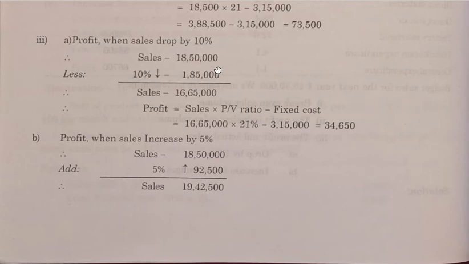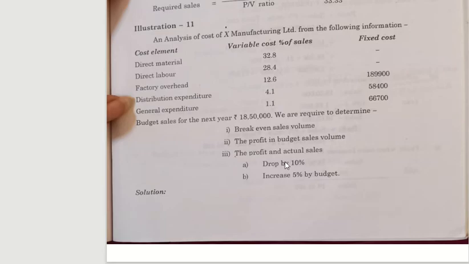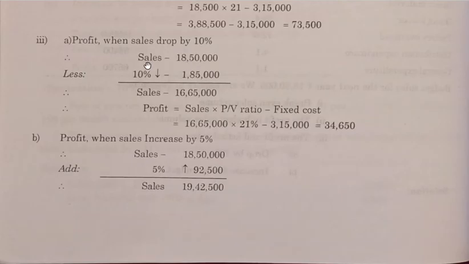73,500. So next they are telling us to find out what is the profit in actual sales if it drops by 10%. So you're supposed to find out your profit when the sales drop by 10%. So the actual sales is 18,50,000.